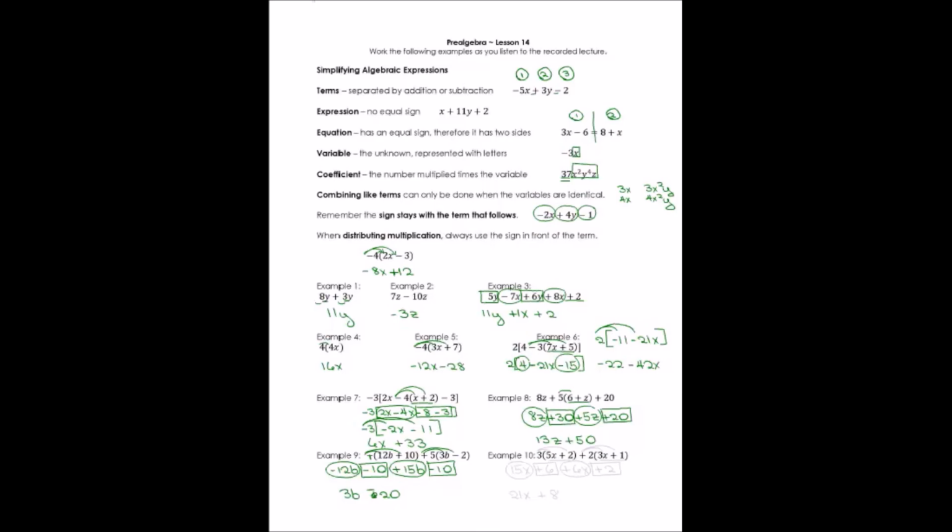For example 10, let's do distribution once again because nothing inside parentheses can be simplified. For the first one, I say 3 times 5x is 15x, and I say 3 times 2 is a positive 6. For my second one, I say 2 times 3 is a positive 6x, and 2 times 1 is a positive 2. Next, look for like terms.